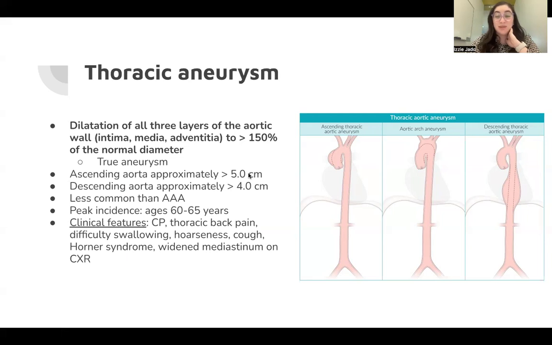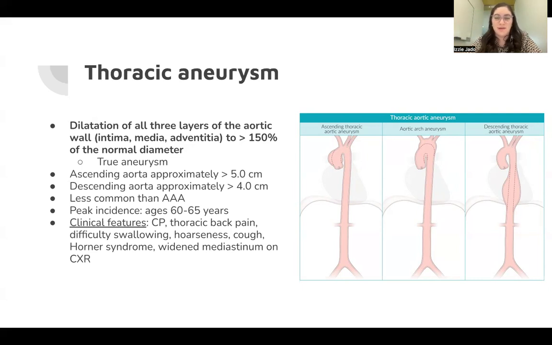I'm not completely sure if that's a hard threshold or if there are just differences in ascending versus descending. So I'm not completely sure about those measurements. But thoracic aneurysms in general are a little less common than the AAA, and they tend to have a peak incidence in patients ages 60 to 65. They also said there's a 3-to-1 male to female ratio.